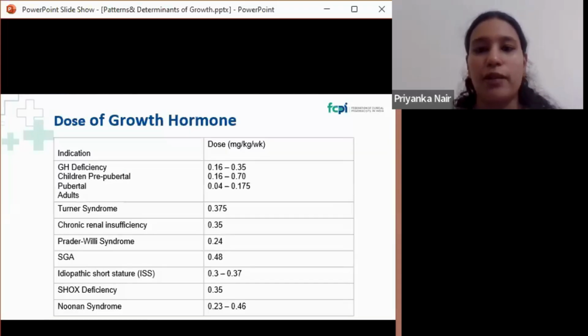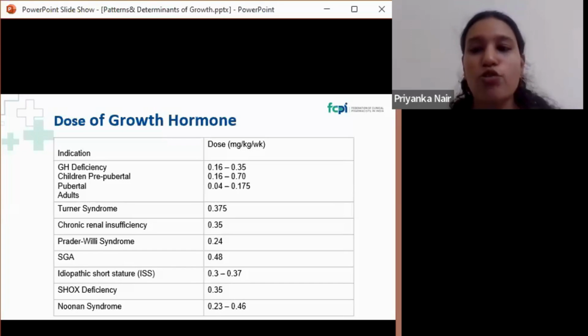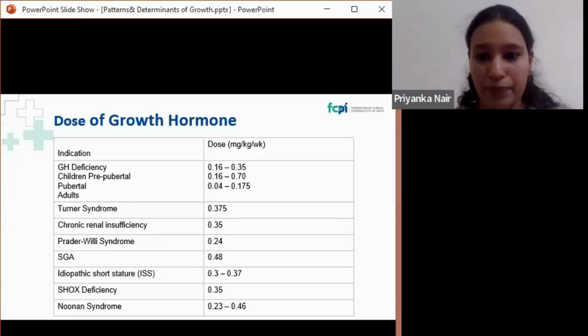So the growth hormone dose for different conditions is mentioned here. It is given in mg per kg per week. As I mentioned earlier, it is a weekly formulation. So for growth hormone deficiency, it's 0.16 to 0.35 mg per kg per week. So if the child's weight is 10 kgs, we can give 16 to 35 mg per week.